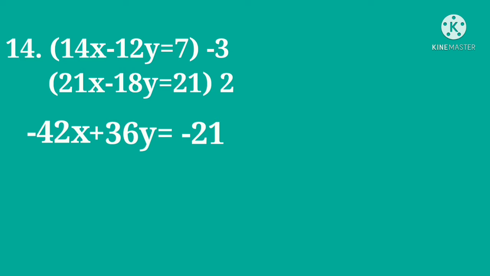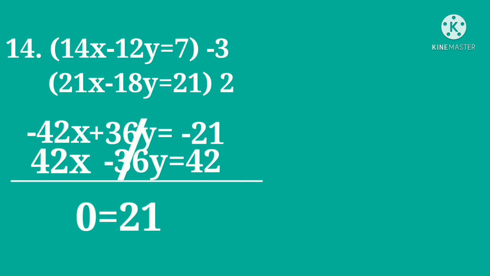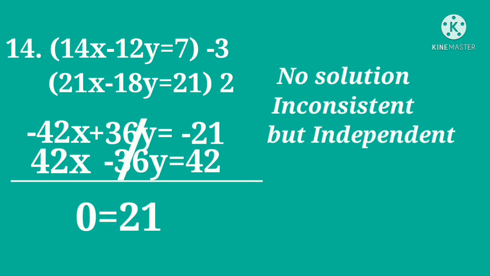Then 21x times 2 is equal to 42x, and negative 18y times 2 is equal to negative 36y, and equal to 21 times 2 is equal to 42. And now we can cancel our y. Then we add. So negative 42x plus 42x is equal to 0. And negative 21 plus 42 is equal to 21. Since this is our answer, we can say that this equation has no solution. It is inconsistent, but it is independent.